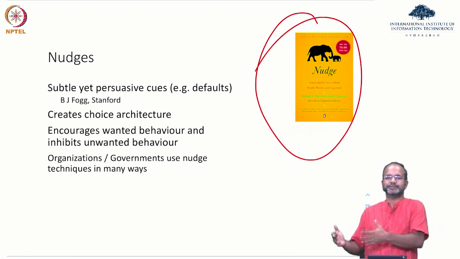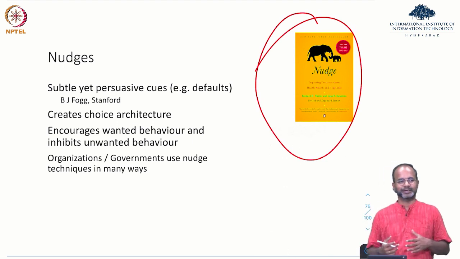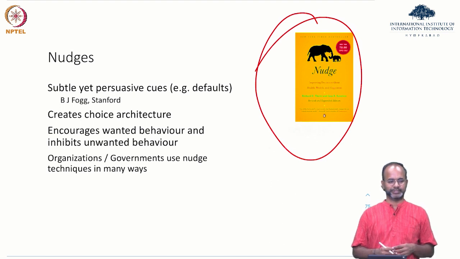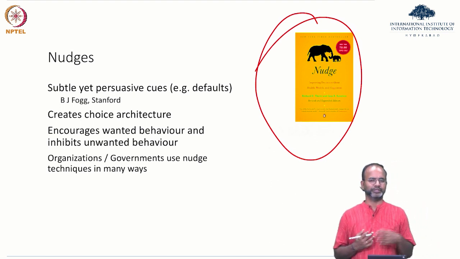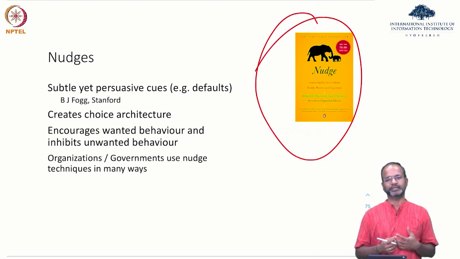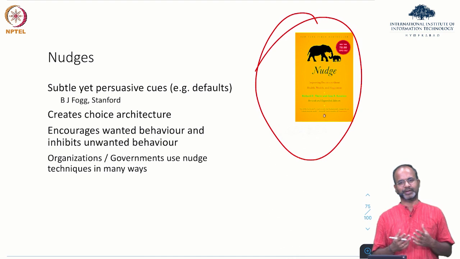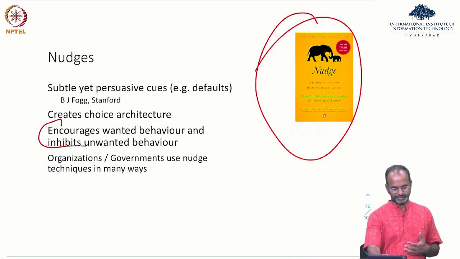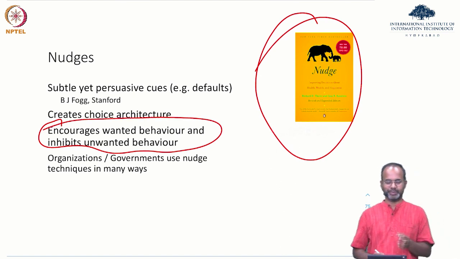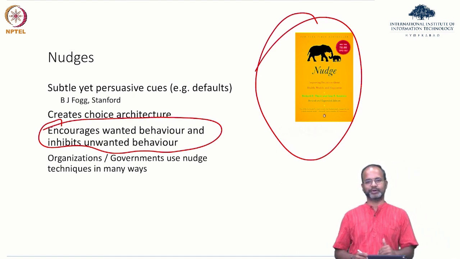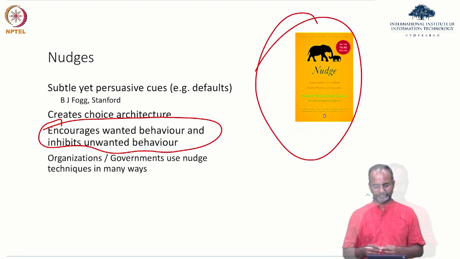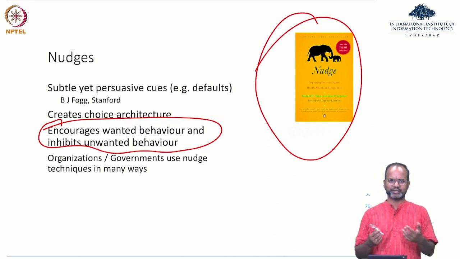See, technologies change fast, right? Technologies change extremely fast, and particularly in the last decade or two, the changes in technology have been phenomenal. But user behavior takes a little time, right? So that's where the crux of the problem is. How do you get the user to do the right things? I had also written it here: encourages wanted behavior and inhibits unwanted behavior. You also want the behavioral change in the right direction, right? So nudges also help you create choice architecture, right?